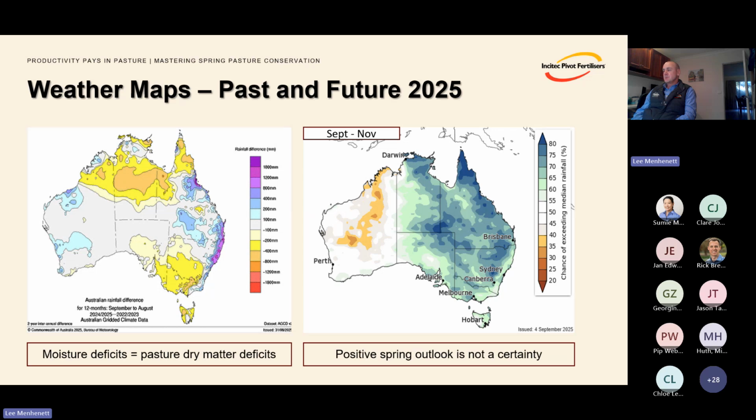On the flip side, when we look forward, the map on the right-hand side is the chance of exceeding median rainfall that the BOM has recently put out, for September to November. Again, we're seeing a lot of green and some darker areas of green, which means the chance of exceeding median rainfall is actually quite good. Some would argue that we haven't seen that occurring at this stage. And the point I've put on that slide is that it's no certainty that this is going to happen. So planning and being proactive and making sure we're on the front foot is really important, because if we don't get the rains, or the rains come too late, then we've potentially missed opportunities to grow grass. So we'll cover off some of those points as we go through.